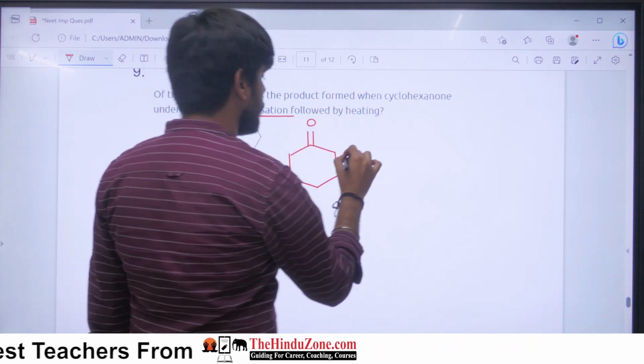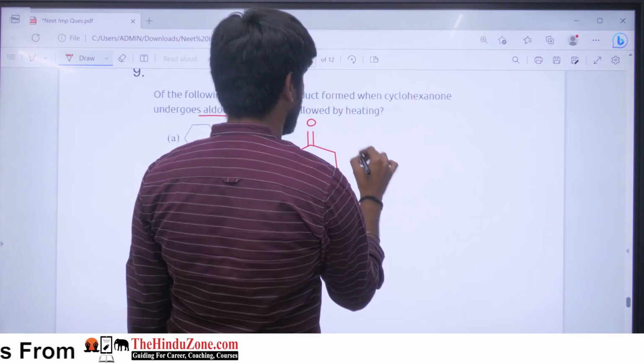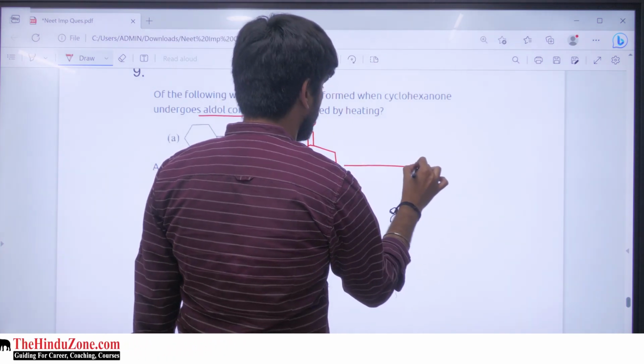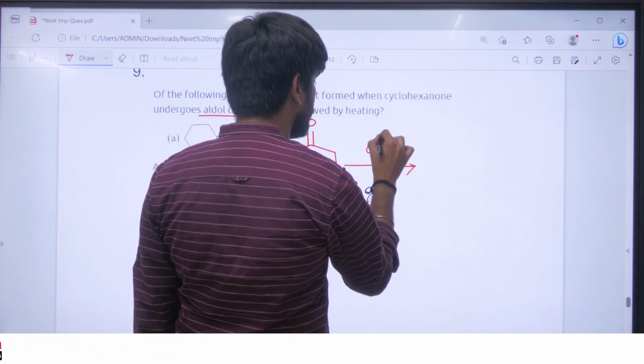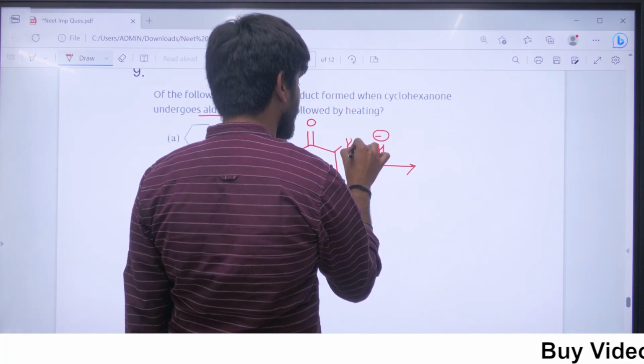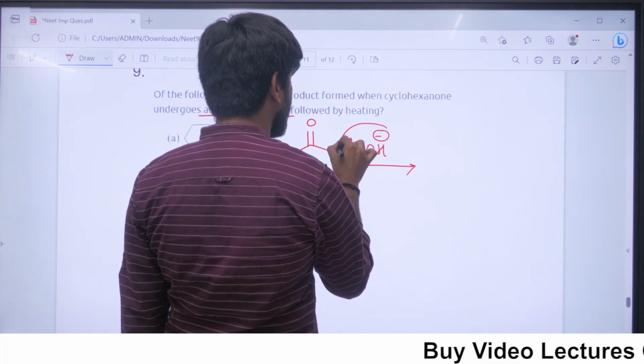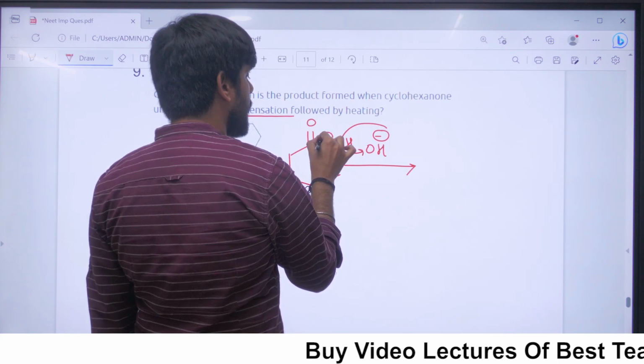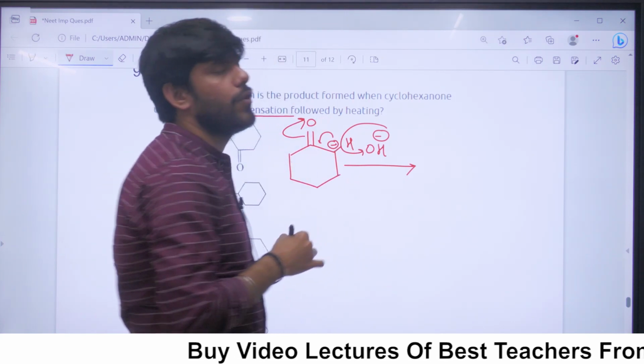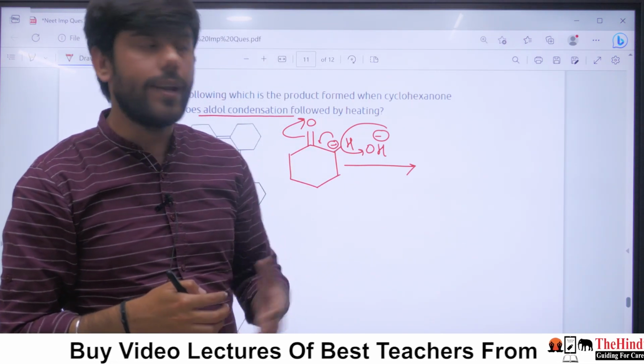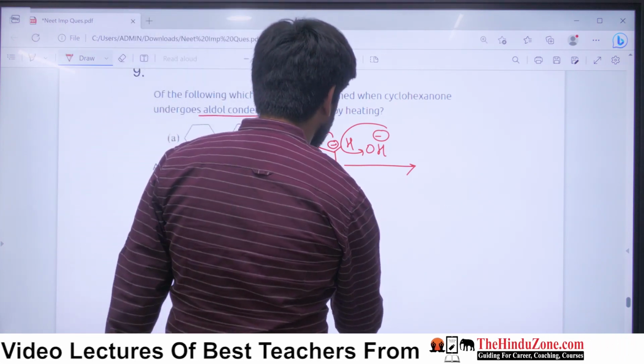This is the cyclohexanone. This upon treatment, in the presence of base only. Alright. So this is base. I have this alpha H. Abstract this. I get a carbanion. This carbanion is resonance stabilized. What we call resonance stabilized enolate ion. So what will happen next?